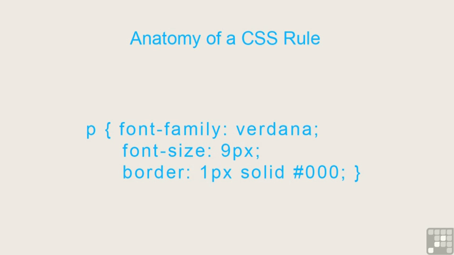What's that all about? Well, the first value there, 1px, that's the width of the border. The second value, solid, is the border style. And the third value, #000, that's a hexadecimal color code specifying the color of the border. Okay, and of course, the entire thing is wrapped in the squiggly brackets. That's the anatomy of a CSS rule.